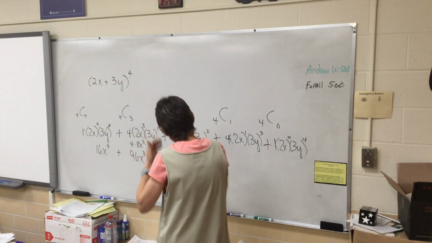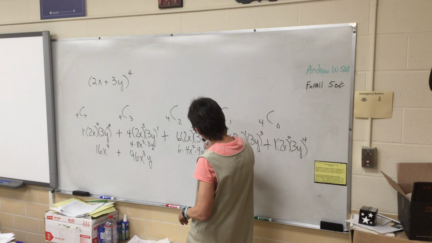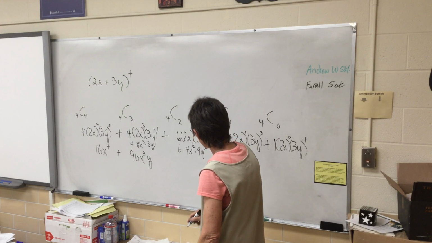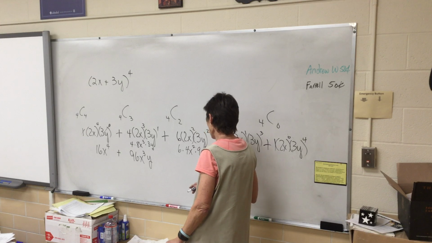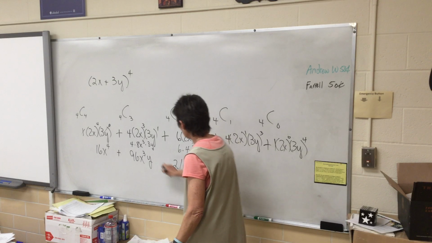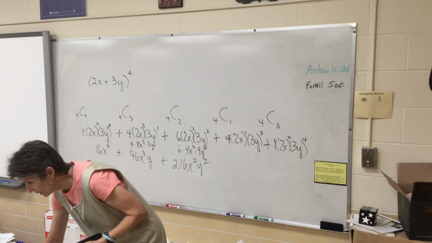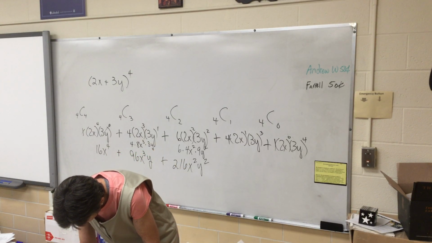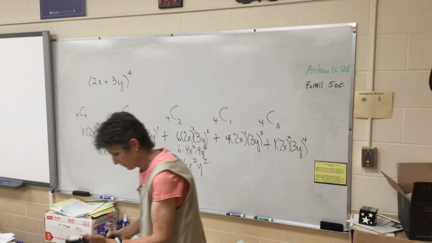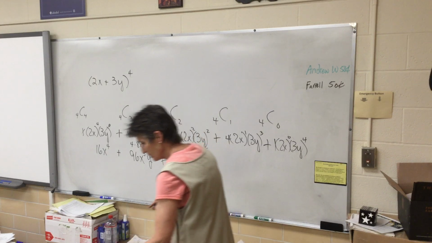All right, so here we go. 6 times 4x squared times 9y squared. You got to square the numbers and the letters. So I've got 6 times 4 times 9. Is that 216? I better check that on my calculator to be sure. Or someone out there can help me. 6 times 4 times 9. Yep, 216. Okay.